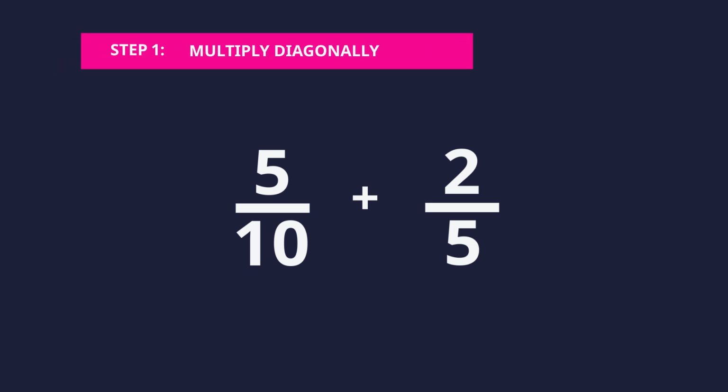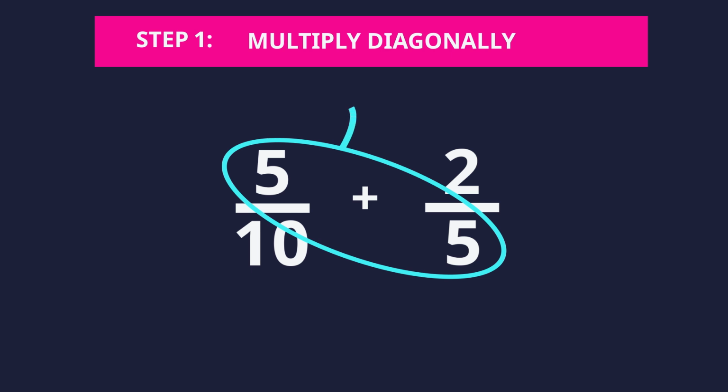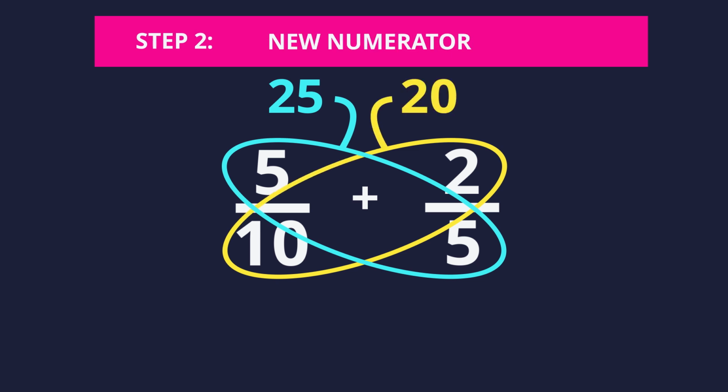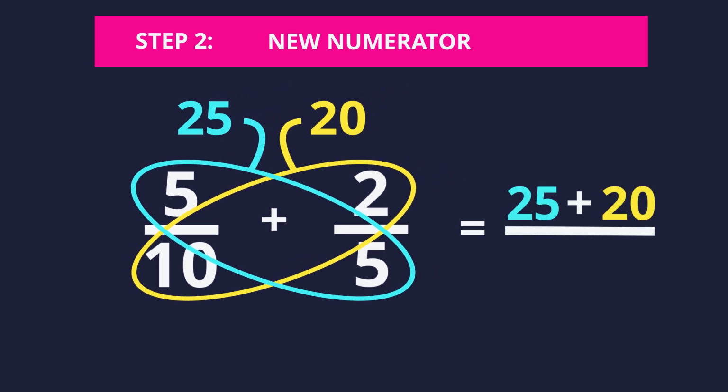Step 1. Multiply diagonally. Diagonally circle and multiply the numerator of fraction 1 and the denominator of fraction 2. 5 times 5 equals 25. Repeat this on the other side. 2 times 10 equals 20. Step 2. New numerator. Add the results of your products. Your new numerator will be 20 plus 25, which equals 45.